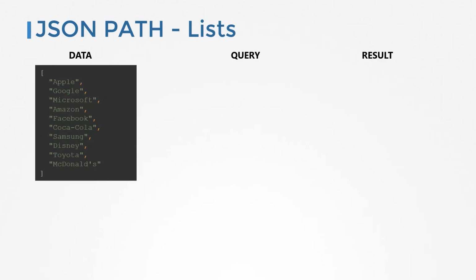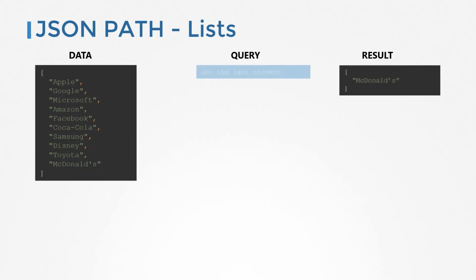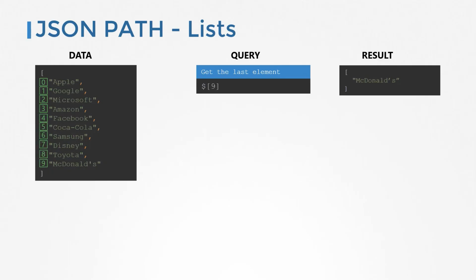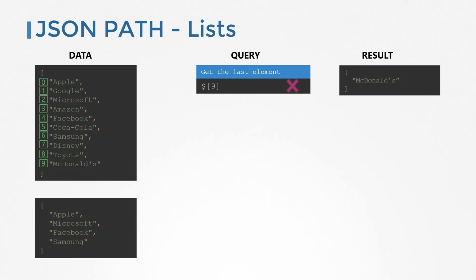What if you want the last item on the list? We know that the items in the list have indexes starting at 0. In this case, for 10 items, the indexes are 0 to 9. To get the last item, which happens to be McDonald's, we could say $[9]. But what if the list was smaller or larger? Then this query will not work. So how do we develop a query that always returns the last item in a list, even if the number of items in the array changes?